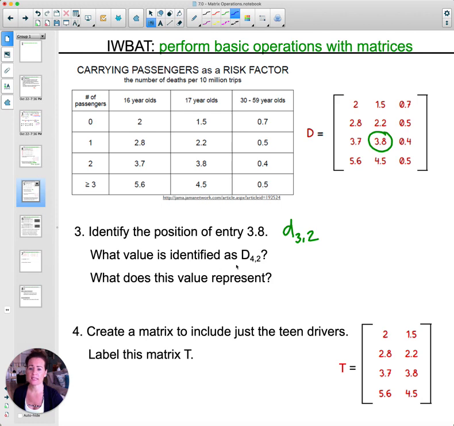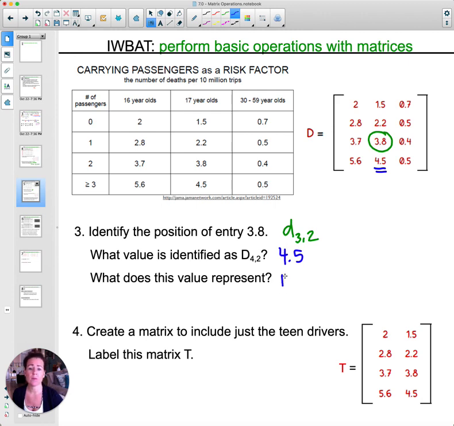What value is identified as D4,2? So row 4, so 1, 2, 3, 4, column 2, 1, 2. So D4,2 is 4.5. And what does that value represent? So what does the 4.5 represent?